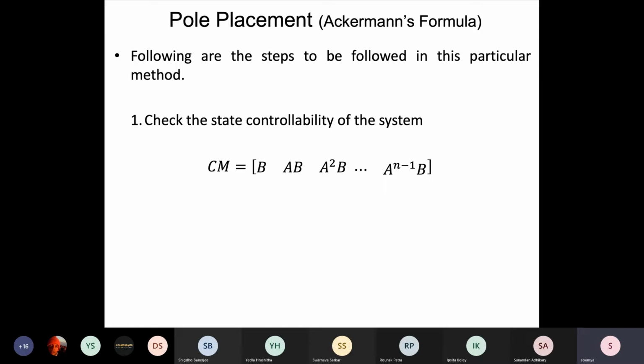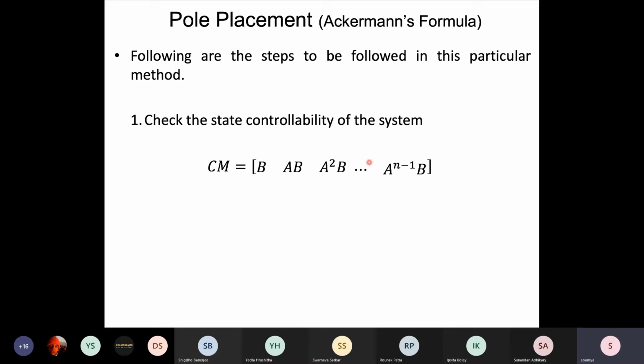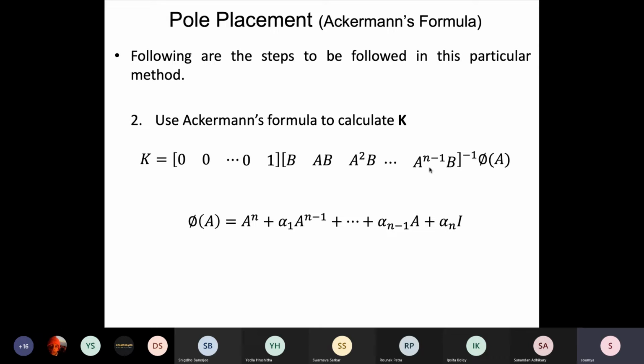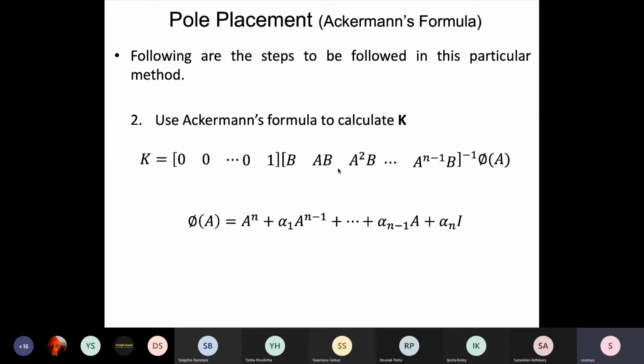So the controllability check remains the same. You have this matrix, and you just check whether it's controllable or not, right? Now we come to point 2. All we are going to do is use a straightforward formula which tells me the value of K. K is given as first this kind of null row vector, and then you have B, AB up to A^(n-1)B, basically the controllability matrix, and its inverse, and then you have phi(A).